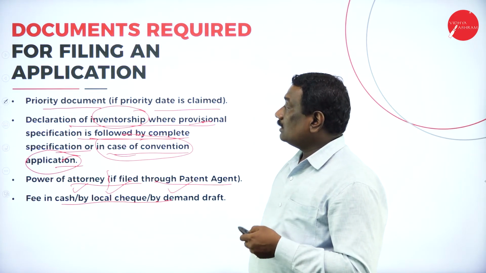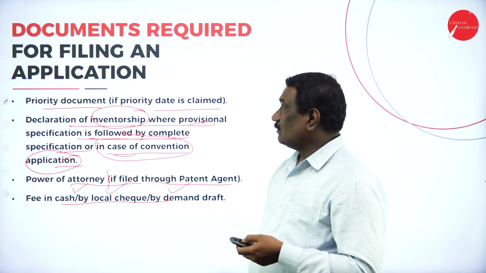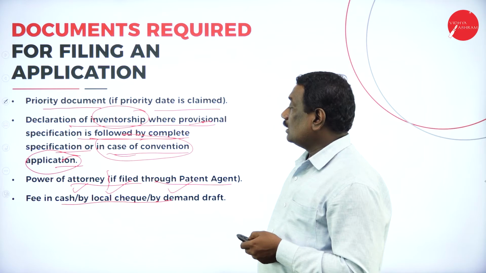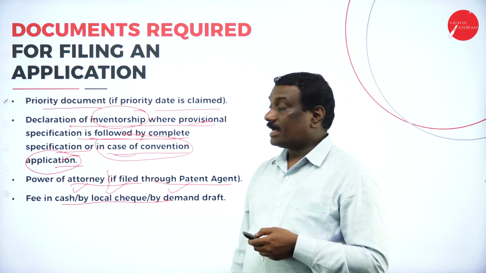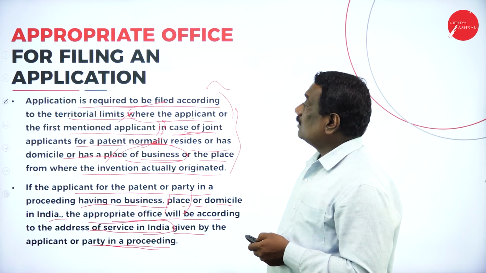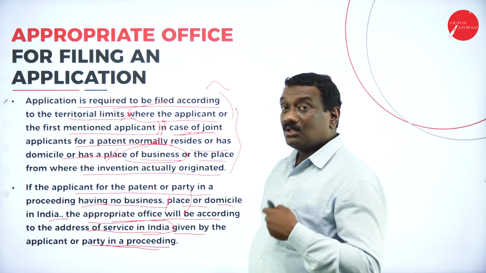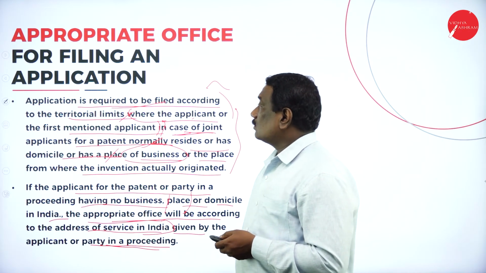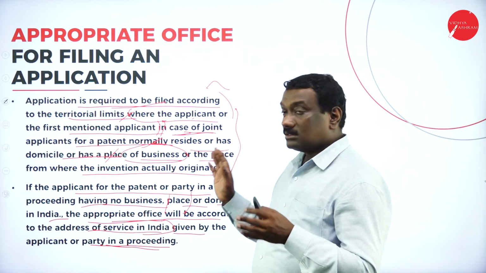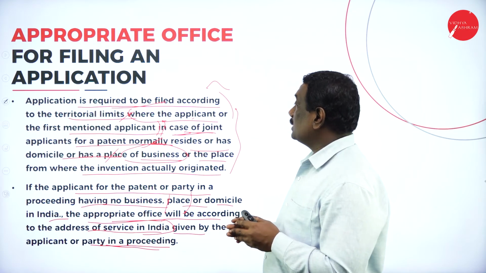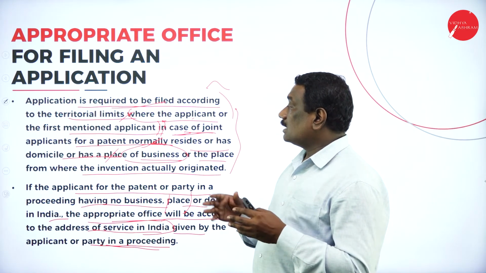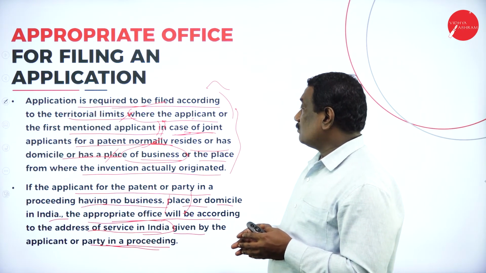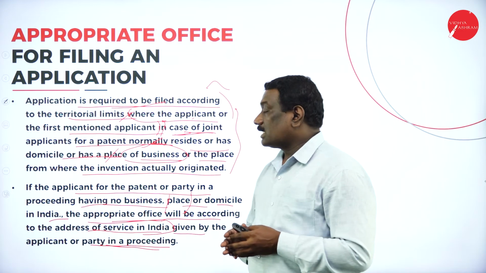Then priority document, if anything is there, that can be put. Then declaration of the inventorship, followed by complete specification in case of conventional application, power of attorney, then fees, it should be paid in cash or local check or demand draft. Then application, that is where you need to apply, that is an appropriate office for filing an application. So it should be within the stipulated territorial limits, where the applicant or the first mentioned applicant, in case of joint applicants for the patent, normally resides or has a domicile and a place of business, or wherein the place of invention actually originates.